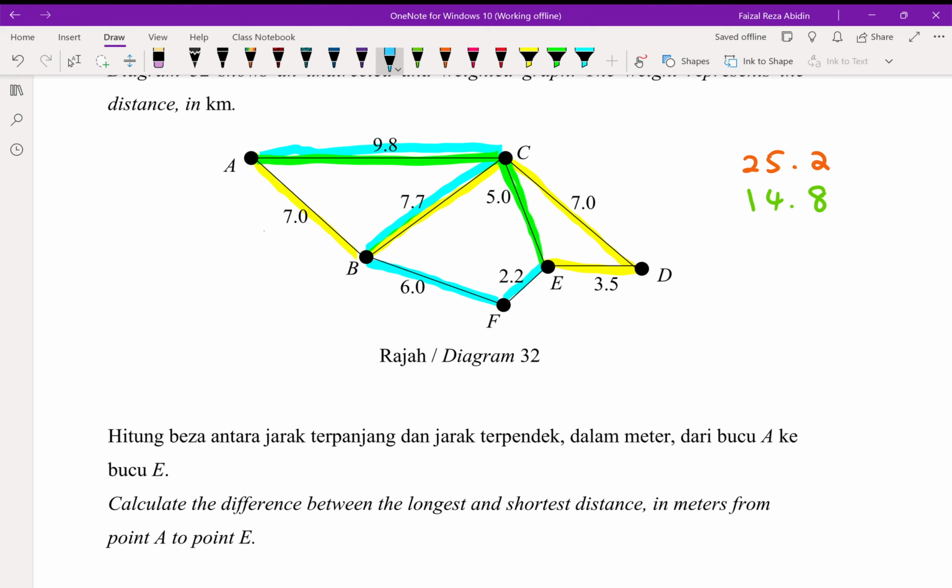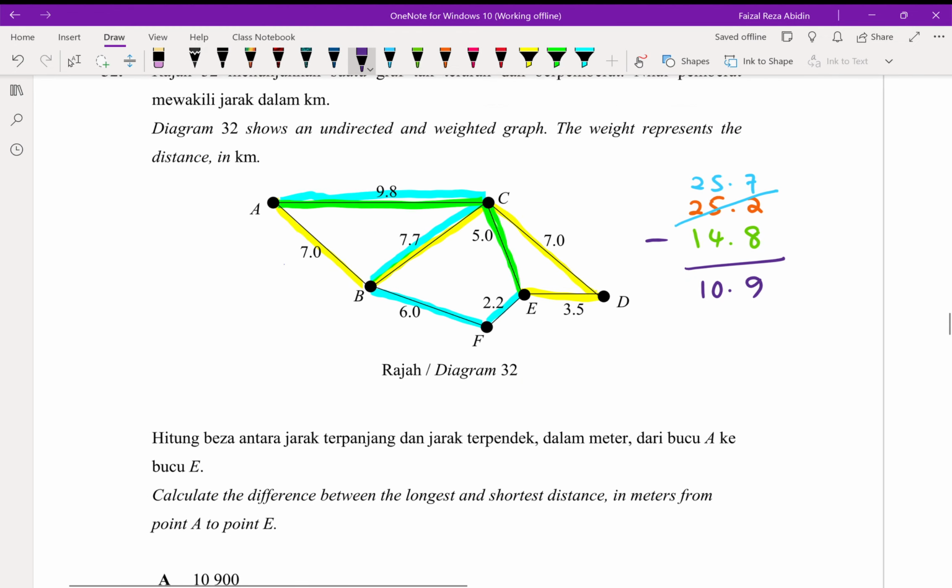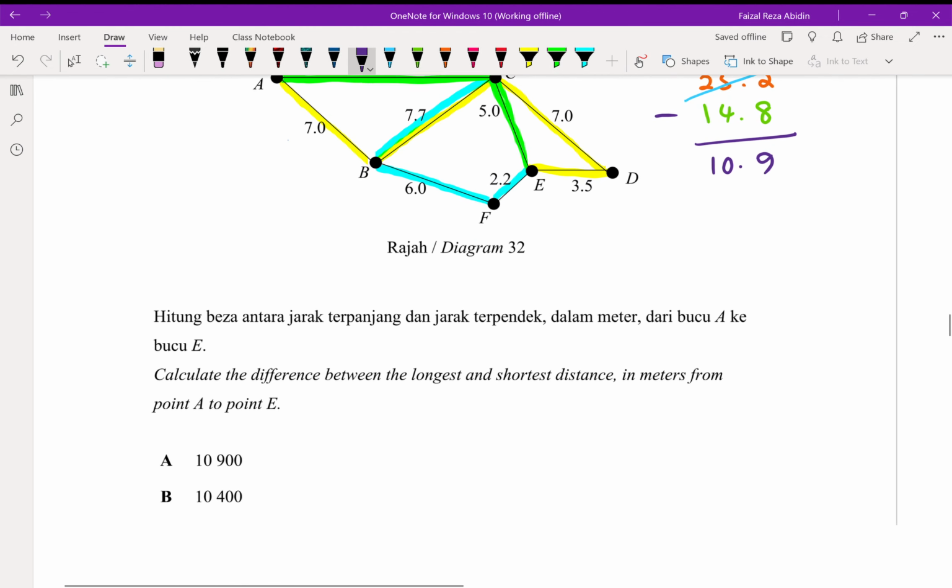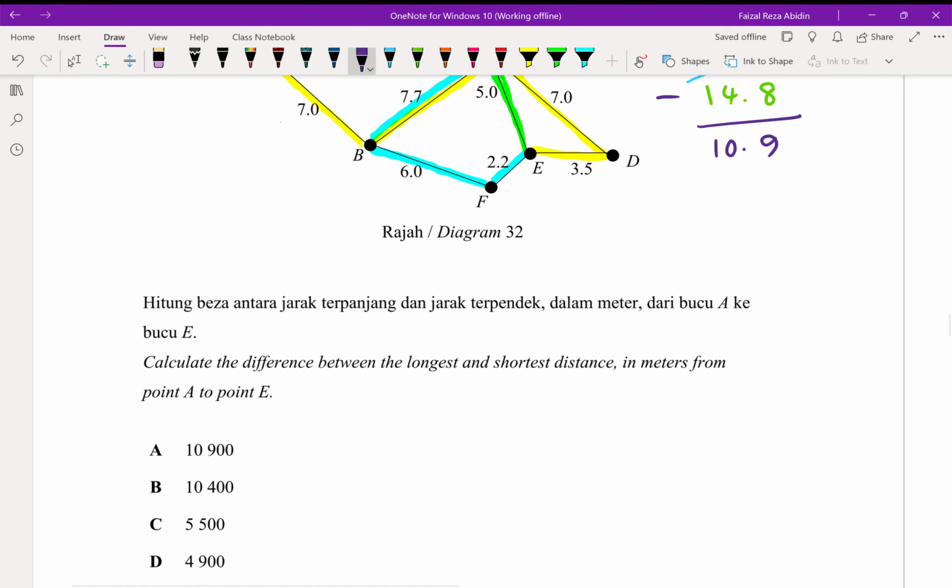9.8 plus 7.7 plus 6 plus 2.2, 25.7. Oh, that one is the longest. Is there any other longest? Only that one, right? So this one is not the longest. So 25.7 is the longest. To find the difference, 25.7 minus 14.8 is 10.9. So the answer for 32, in meter, you times by 1000, isn't it? So it's going to be A. Right?